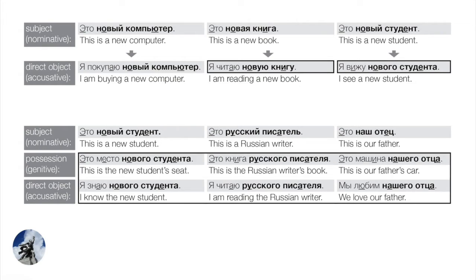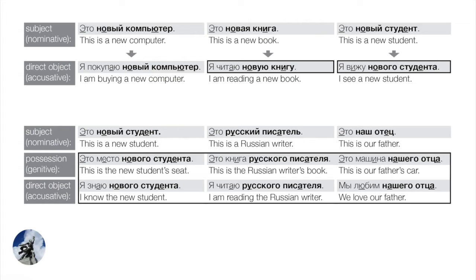Okay, let's look over at a feminine. Это новая книга. This is a new book. Okay, there's our nominative form of that. Это новый студент. This is a new student. Okay, so we have новый компьютер, an inanimate example. Then we have новая книга, that's a feminine. And then finally, we have новый студент, which is a masculine animate example. Okay, let's put these into the accusative and see what happens.